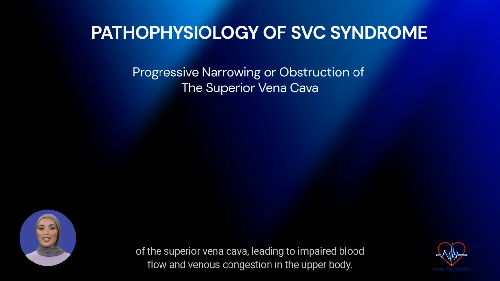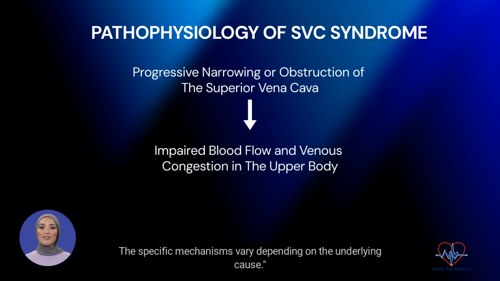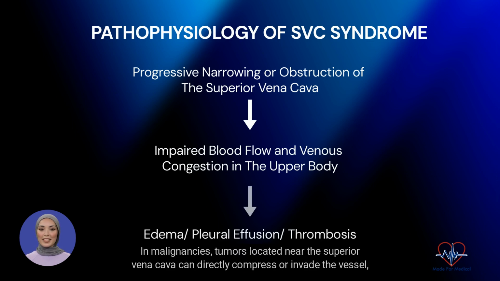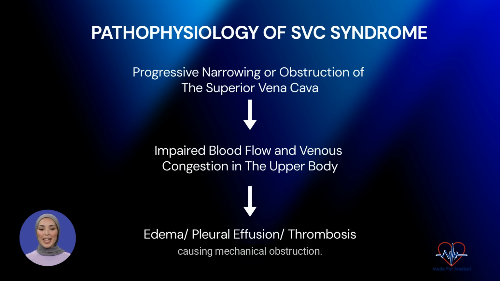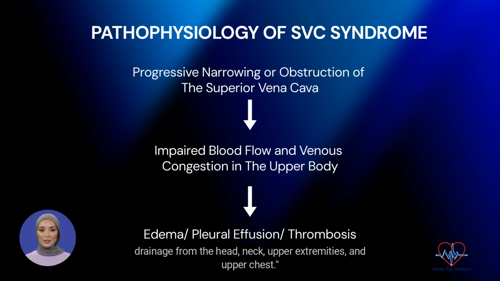The pathophysiology of superior vena cava syndrome involves the progressive narrowing or obstruction of the superior vena cava, leading to impaired blood flow and venous congestion in the upper body. The specific mechanisms vary depending on the underlying cause. In malignancies, tumors located near the superior vena cava can directly compress or invade the vessel, causing mechanical obstruction. As the tumor grows, it can further compromise blood flow, leading to increased venous pressure and reduced drainage from the head, neck, upper extremities, and upper chest.